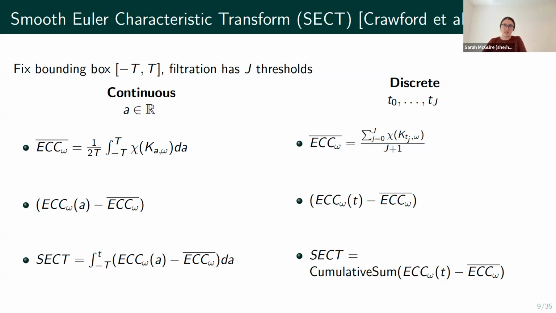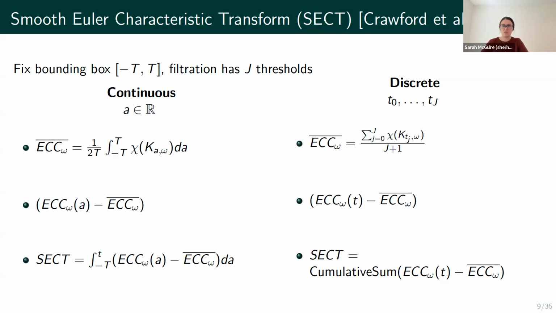The definitions of the SECT are continuous to ensure that we're actually able to prove things about it, but I also care about how this happens in the discrete case, since that's the setting I'm dealing with in the applications that I'll show later. I should say that we're also assuming we have finite embedded simplicial complexes that are contained in a bounding ball of radius t.